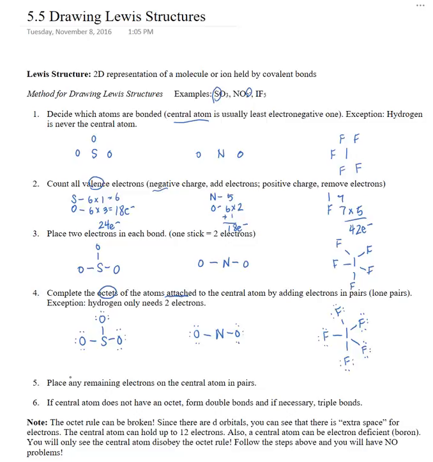The next thing that we're going to do is step 5, and so I'm going to build on these current structures that I have. And what I'm going to do in this step is place any remaining electrons on the central atom in pairs.